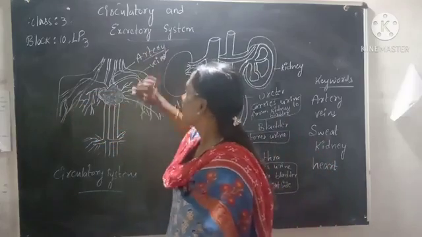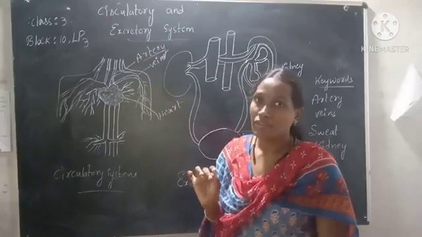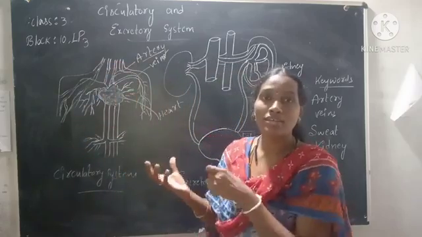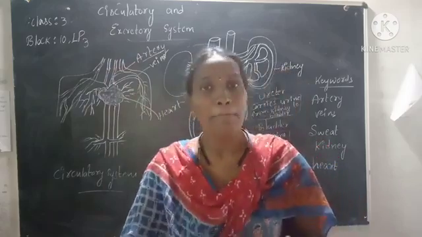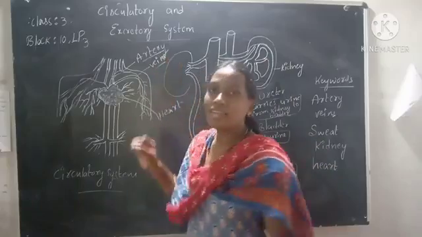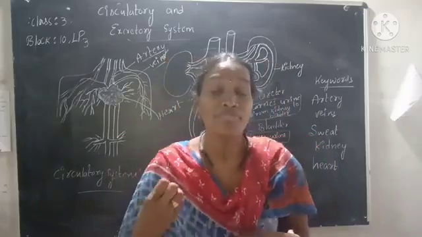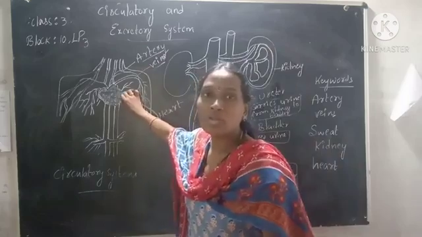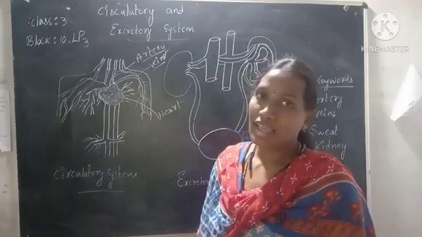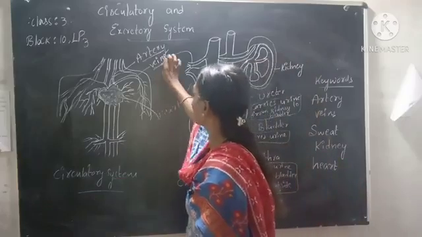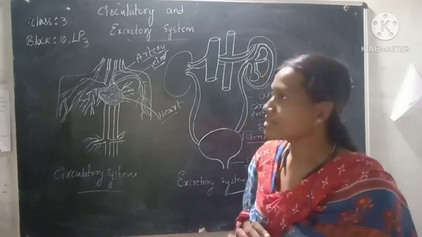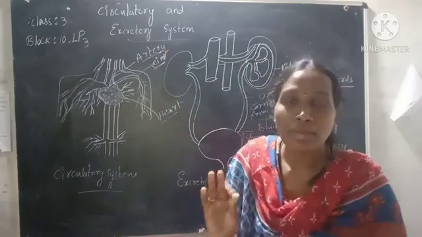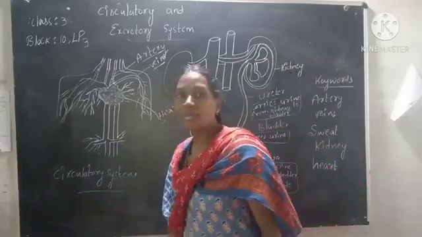Those tubes are called arteries. These arteries circulate the blood to all parts of our body. Again, the veins collect the blood and send the blood back into the heart again. These are the organs involved in our human circulatory system. Once again, children: heart, veins, and artery. These are the three main organs involved in our human circulatory system.